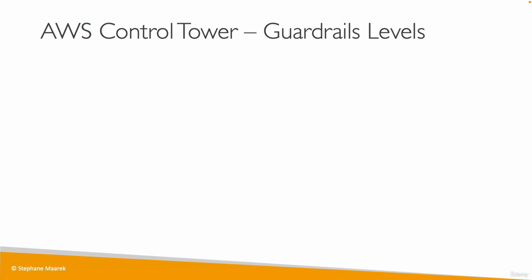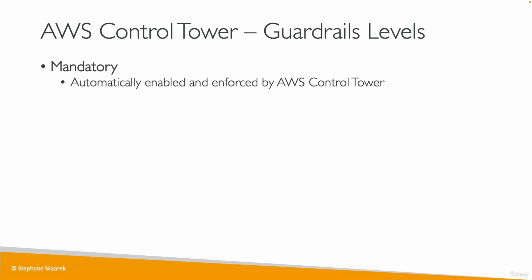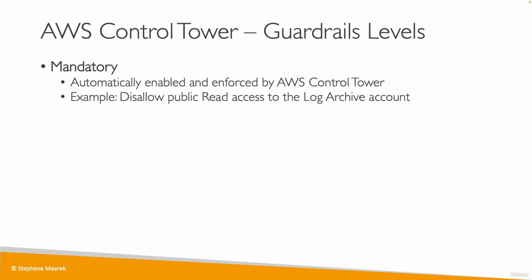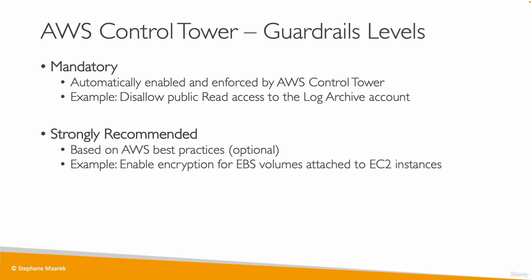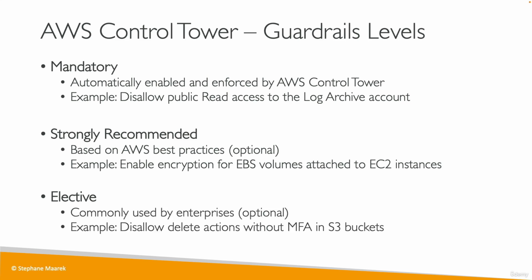So there are a few guardrail levels for Control Tower. There's the mandatory guardrail, which is automatically enabled and enforced by AWS Control Tower. For example, you want to disallow public read access to the log archive accounts, and this is mandatory. Then strongly recommended, which is based on AWS best practices, and for example, you want to enable encryption for EBS volumes attached to EC2 instances. And then you have elective guardrails, which are commonly used by enterprises. This is optional as well. For example, to disallow delete actions without MFA on S3 buckets.